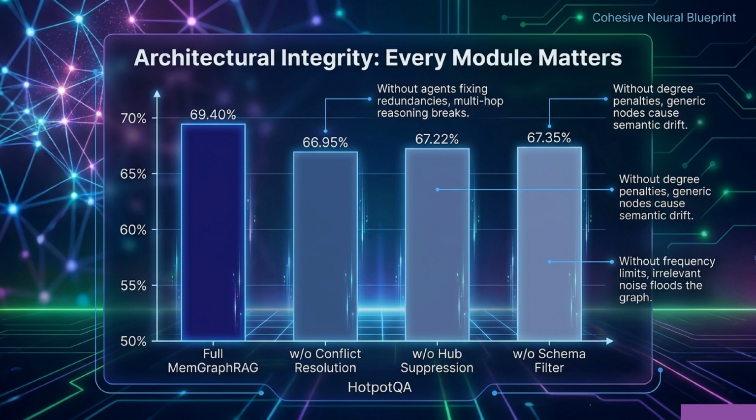Architectural integrity is vital here, every single module matters. Ablation studies show that if you remove conflict resolution, multi-hop reasoning breaks down. Without hub suppression, generic nodes cause semantic drift. And without the schema frequency filter, irrelevant noise floods the graph, dropping performance significantly.